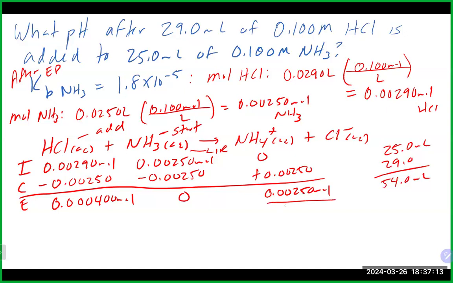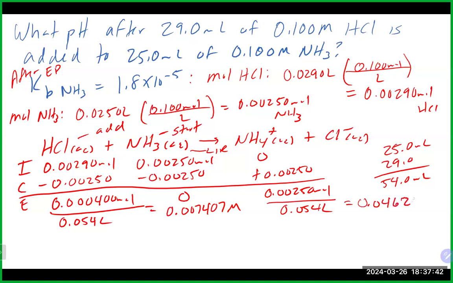So we're going to convert everybody back into molarity here by dividing by our total volume. And that will get us 0.0004 divided by 0.054, 0.0074, 07, we'll go extra digit, and 0.0025 divided by 0.054, 0.046296. A lot of numbers.